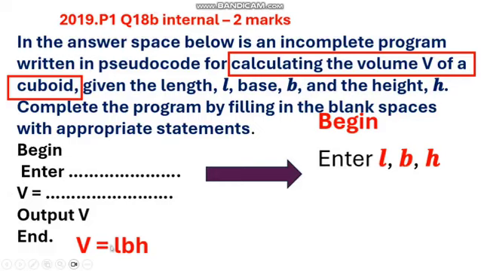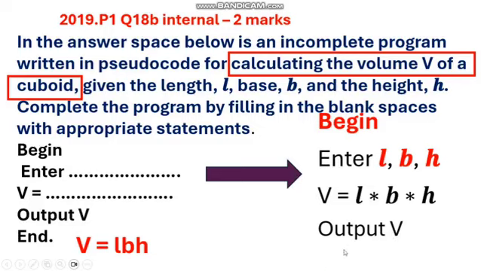So we are going to write volume is equal to length times breadth times the height. So this is what we are going to write here. Then after writing this, we are just going to write the output, which is the volume of the cuboid, and then end of the program. So we have answered our question 2, as simple as that. Okay, so let us now move on to our third question.